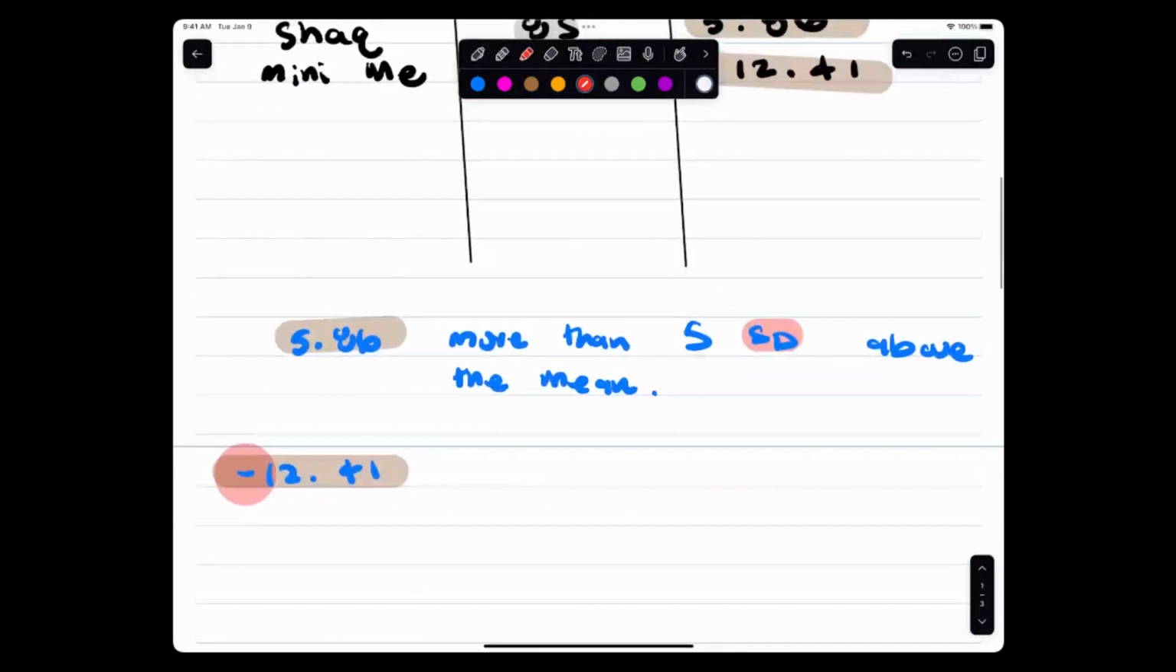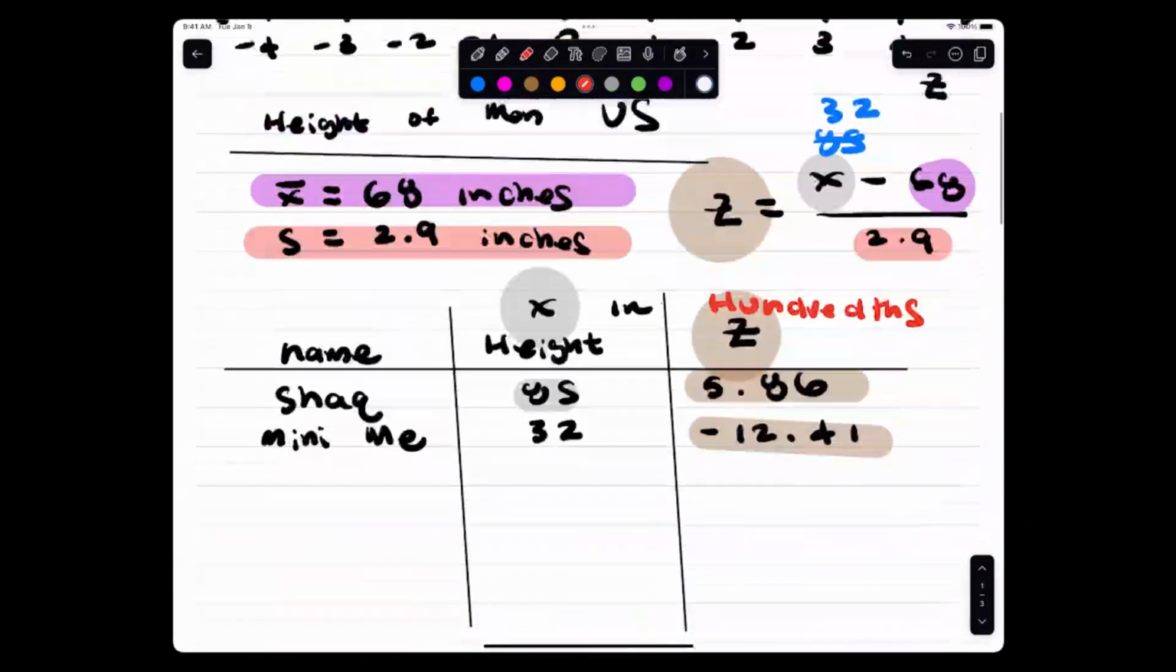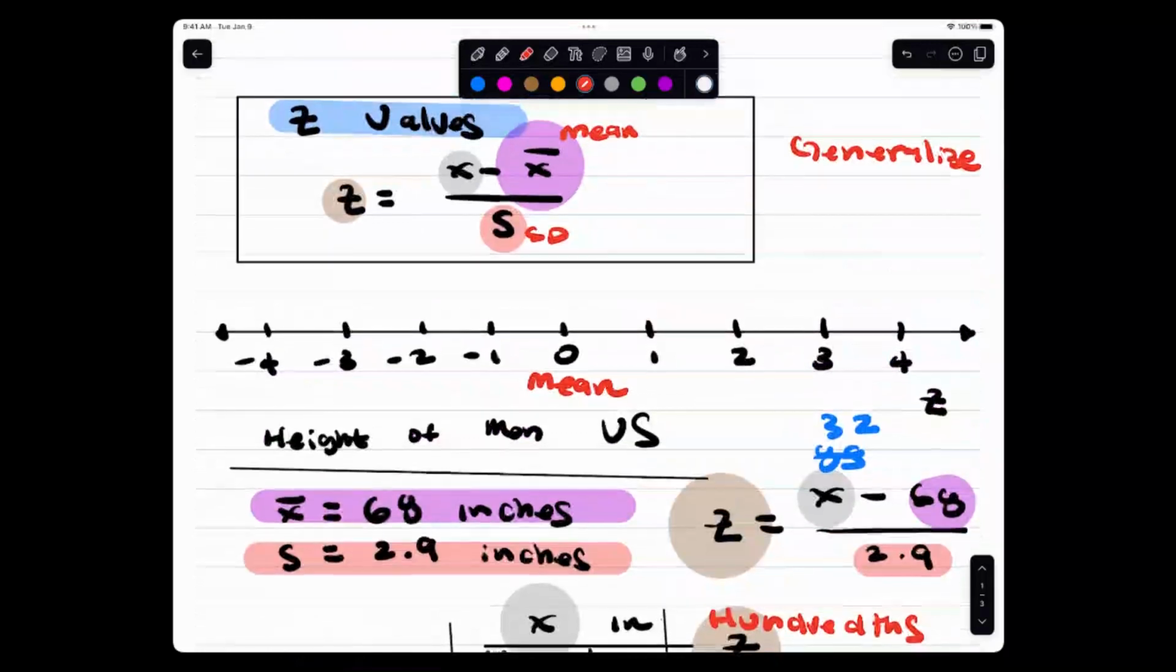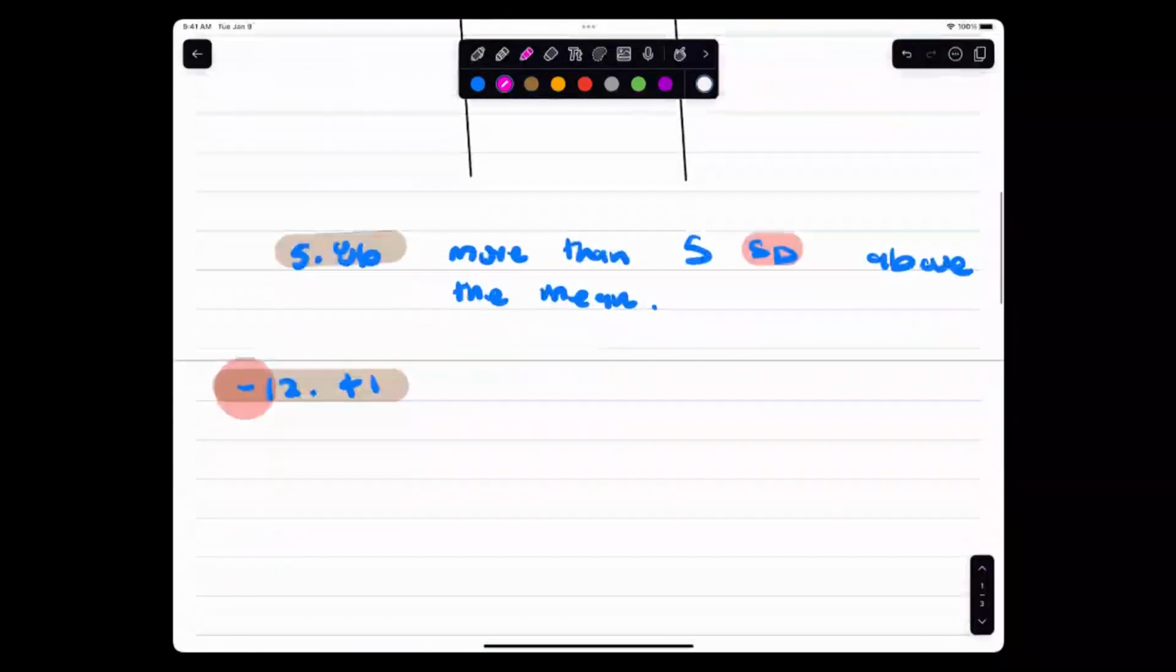What do you think a negative z-score should be? Anything to the right of 0 is above the mean. I wanted to use pink. Is that pink? No. So anything to the right of 0 is positive, above the mean. If you're to the left of 0, you're negative. You are below the what? Mean. So that negative number means you're below the mean.